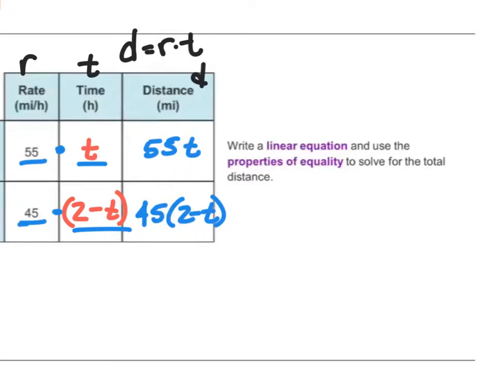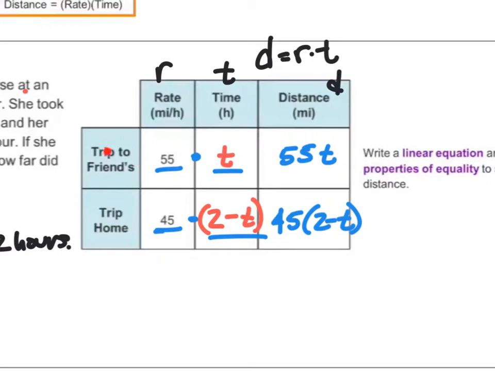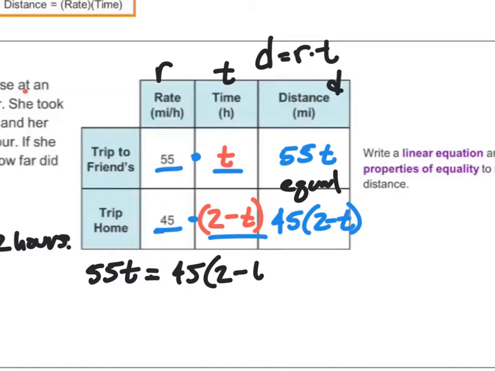Now, what I know is that the distance that you traveled to the friend's house is equivalent to the distance that you would travel home. So these two are equal, okay? So because those are equal, I'm going to set up an equation. I'm going to say 55t is equal to 45 times (2 minus t), okay? And I just want to solve this for t, all right?